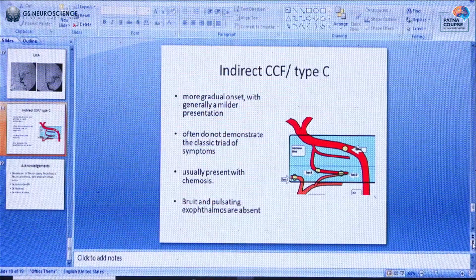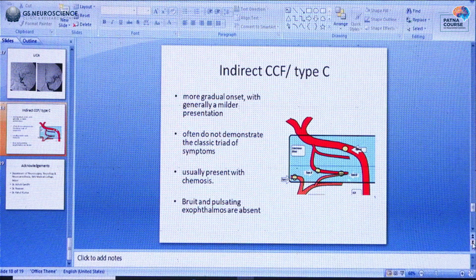So basically, these are cases of indirect CCF or type C fistula, where we have a direct connection from the external carotid artery branches to the cavernous sinus. Often these patients do not demonstrate the classical triad of symptoms, so they are difficult to diagnose because there is no proptosis or bruit. Usually they present only with chemosis. So they are difficult to diagnose.